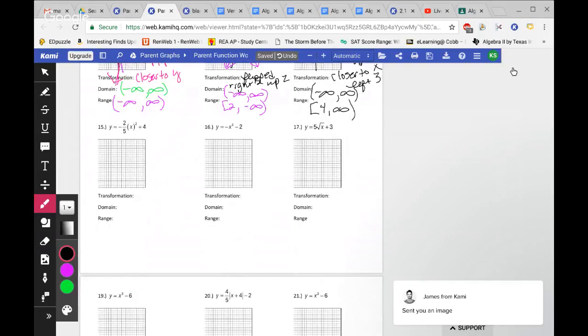Okay, the transformation on number 15. Closer to x. Good job. And then up 4. Good job. And this is a parabola that's up 4, and it's a little fatter. I don't know if that's much fatter than my other ones, but I was trying.